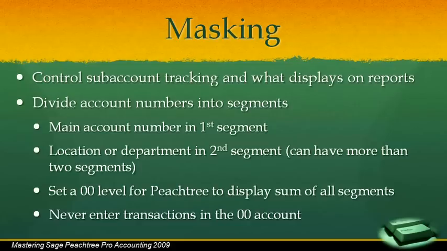If you're working with masking, you always want to set a -00 level for Peachtree to display the sum of all segments. Then in your reports you can say, I don't care about location or department, just show me all of my computer training. You're never going to enter transactions into the -00 account.